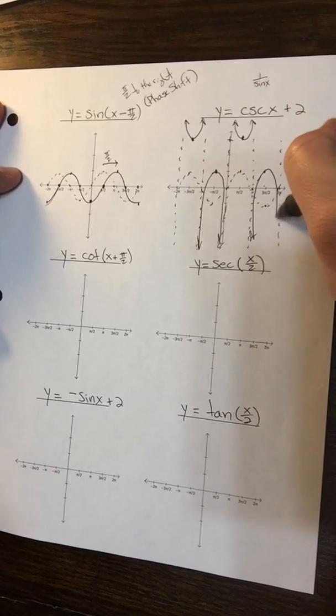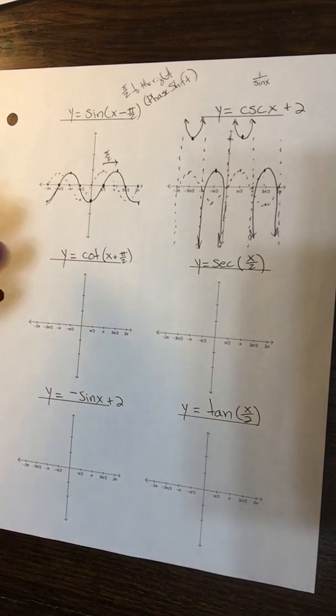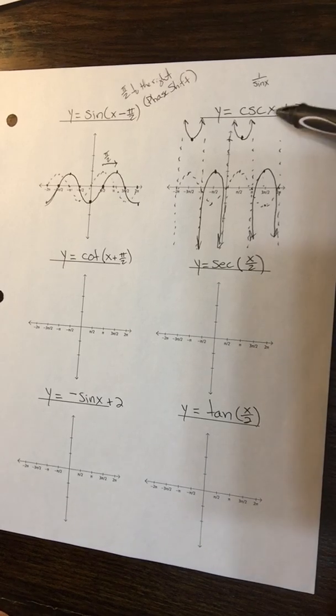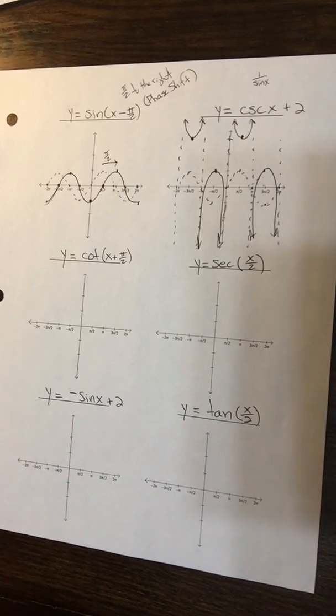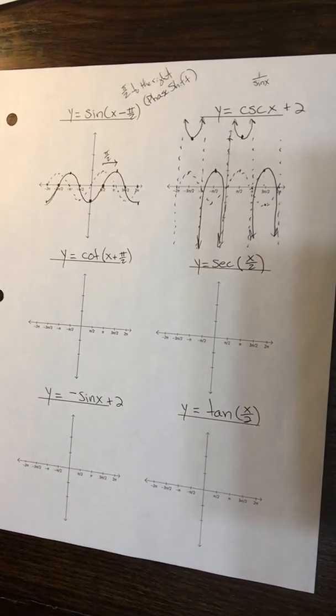So you guys are good at figuring out if I'm supposed to go left, right, up, down, all that kind of stuff. I think you should be good at this also. You just got to remember how to start the parent function, and then where does it go? Cotangent of x plus pi over 2. So this is going to be interesting.